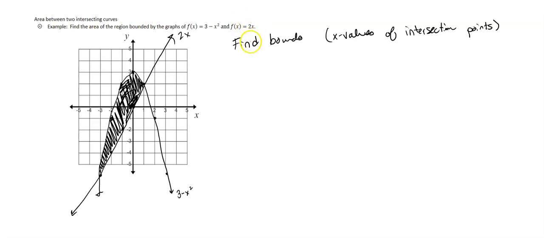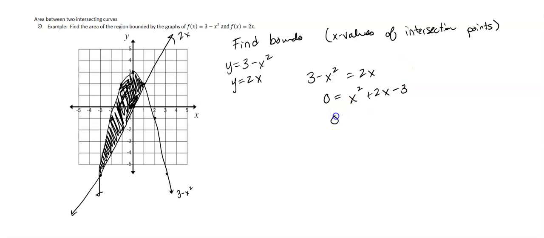So what I do to find those is I've got y equals 3 minus x squared and y equals 2x. I'm going to set the two y's equal to each other and solve. So this one happens to be 0 equals x squared plus 2x minus 3. It does factor to be x plus 3 times x minus 1. If I set each of those equal to 0 and solve, I would get x equals negative 3 and 1. So those are my two boundary points. And if you couldn't factor, you might try using the quadratic formula or something like that.